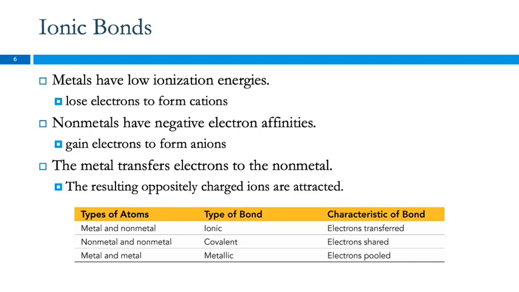In a pure metal or in a metal alloy, that's what's holding the metal atoms together. And the characteristic of that bond is that the electrons are pooled. They're not really shared or transferred. There's just an electron pool.